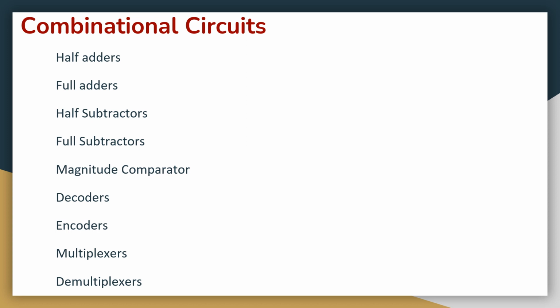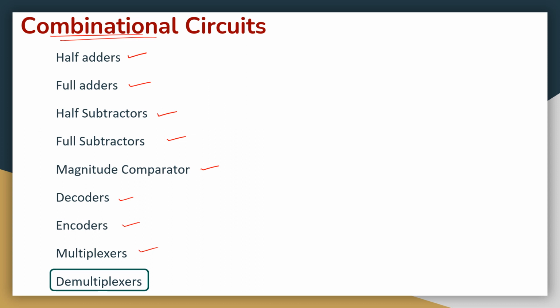At the start, half adders, full adders, half subtractors, full subtractors, magnitude comparator, decoders, encoders, multiplexers. These concepts we covered in earlier sessions. In this video, I am going to explain demultiplexers. As a first thing, these are also part of combinational circuits. Let's start in detail about demultiplexers.